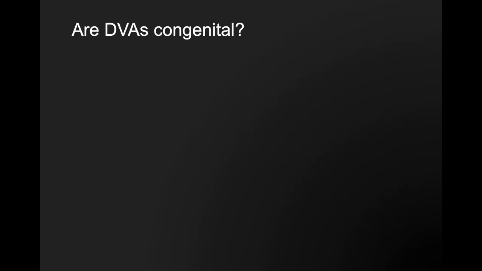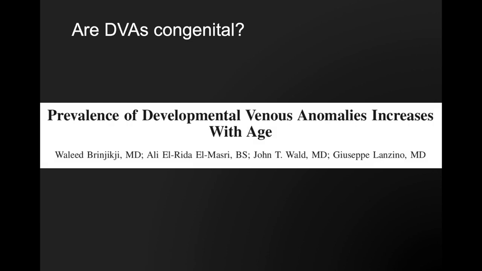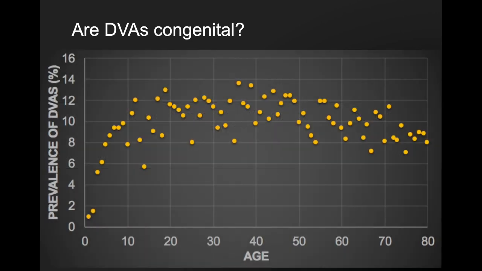prenatal MRI. But our group actually published this article a few years ago where we looked at the prevalence of DVAs by age categories on post-contrast MRIs, and you do see that there's this steep upslope in early childhood, and then the curve kind of flattens thereafter. And this suggests that maybe there is some plasticity in the venous system in early childhood that could result in an increased propensity to develop DVAs, and maybe that plasticity goes away into late childhood and adulthood.